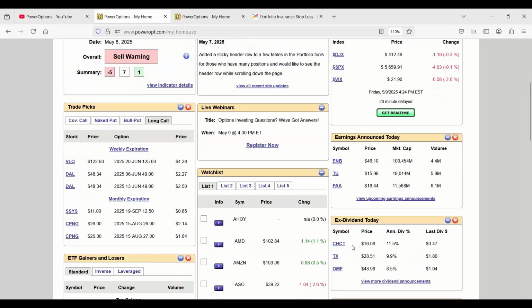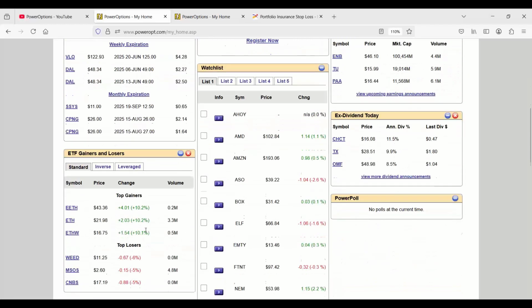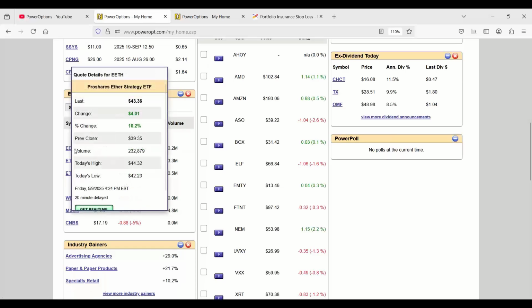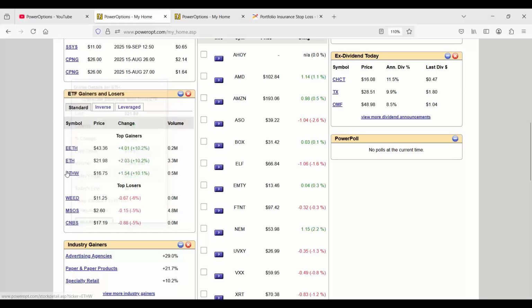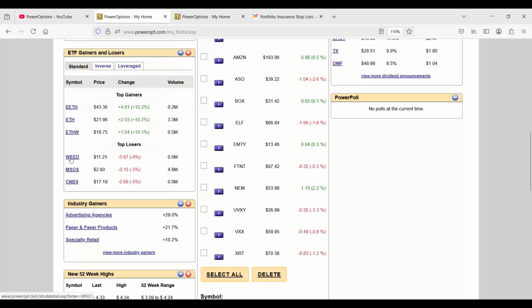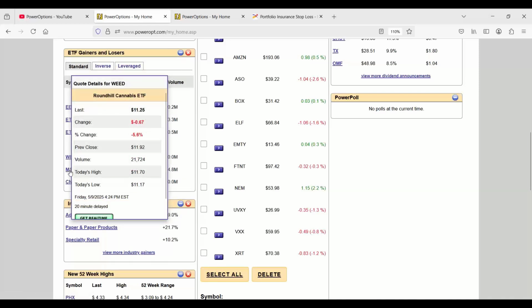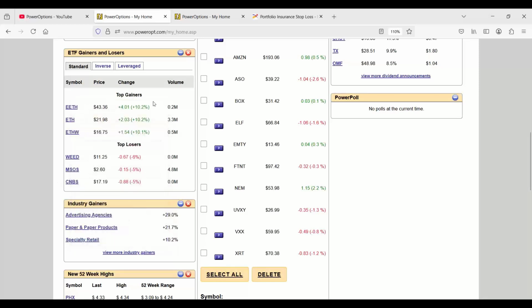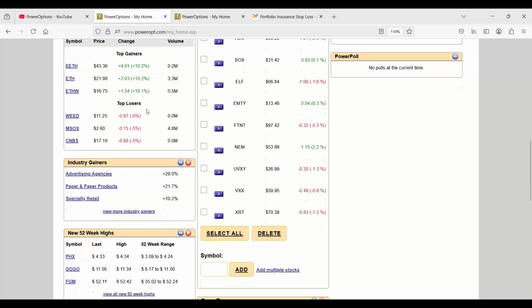Earnings announced today, ex-dividends announced today, ETF gainers and losers. I like to have this one here so I can see which sectors are moving. We've got positive on Ether and Ethereum. I'd say we're seeing some Bitcoin movement in Ethereum today. And the losers, some cannabis ones. Those are the ones that we're losing today, the biggest losers today. Cannabis was going down and Ethereum was going up.